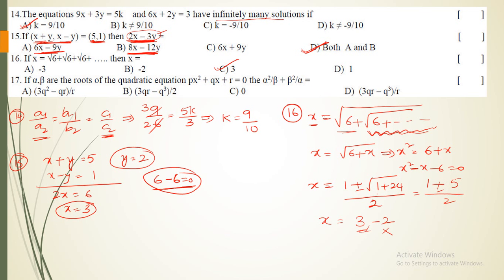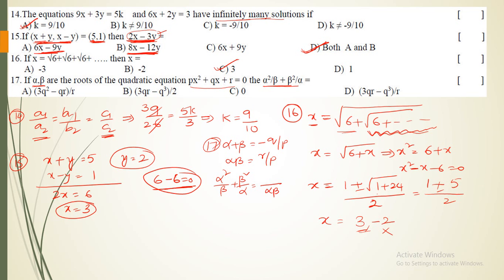Next, moving on to question number 17. So question number 17: px square plus qx plus r has alpha, beta as the roots, then what is the value of alpha square by beta plus beta square by alpha? So clearly, I can write alpha plus beta is equal to minus q by p, alpha into beta is equal to r by p, right? Now what did he ask? Alpha square by beta plus beta square by alpha. So this value I need to find out.